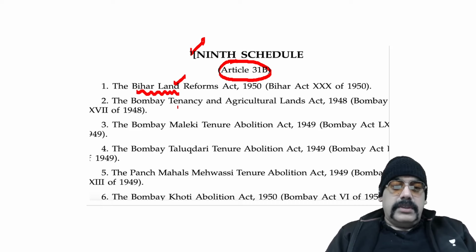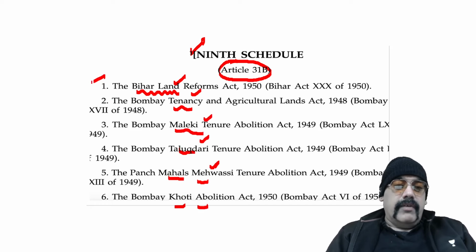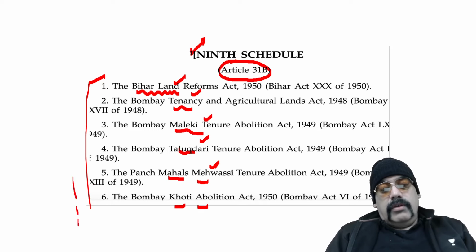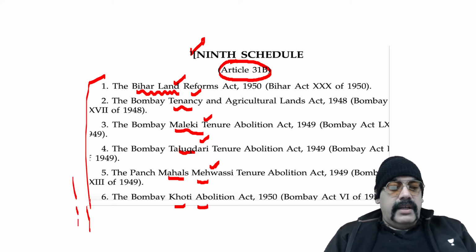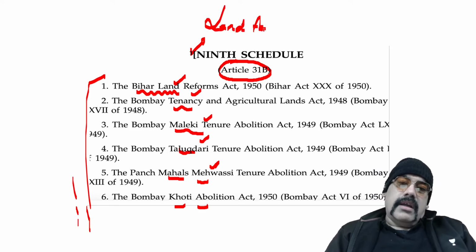So Land Reforms Act, Tenancy and Agricultural Lands Act, Maliki Tenure Abolition Act, Talukdari Tenure Abolition Act, Panch Mahals Mehwasi Tenure Abolition Act, Koti Abolition Act, and so on and so forth, right? We will look at the scenario of the 9th schedule at a later stage. But for the time being, you understood, everything was dealing with land acquisition. Sara ka sara khel bhoomi adhigrahan ke liye ho raha hai.